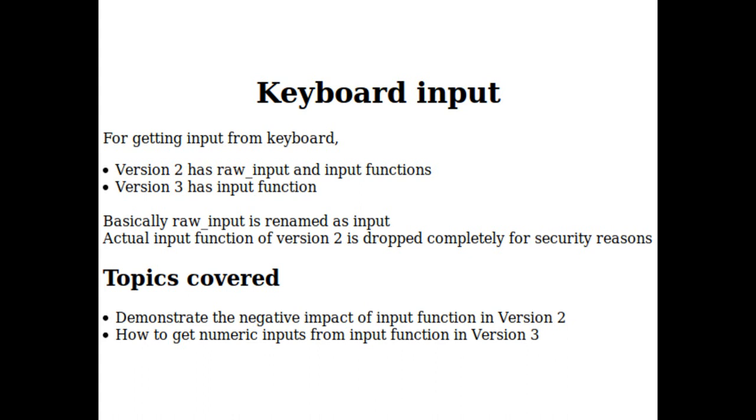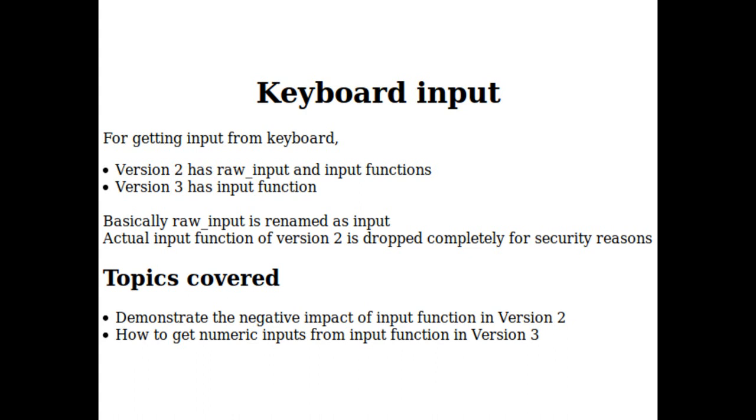The primary input device of any system would be keyboard. Python has built-in functions to do that operation. In version 2 there were two functions, whereas in version 3 there is only one function. So reason for this is because there were some security problems with the old version.